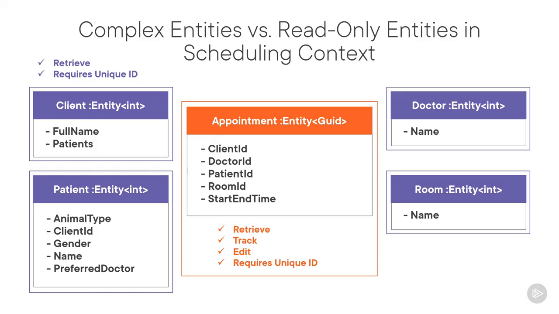So remember, we're talking about what makes these all entities. An appointment object needs to be located and tracked, and we need to be able to edit them easily. Using a unique identity allows us to persist and retrieve an appointment, even if some of its values change.